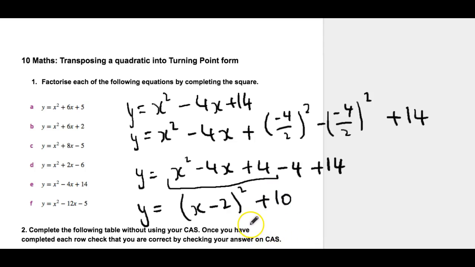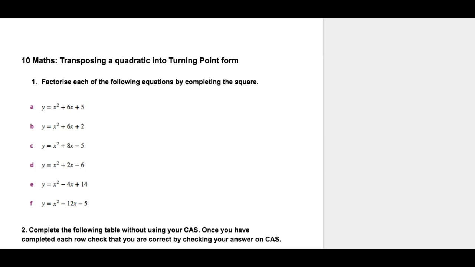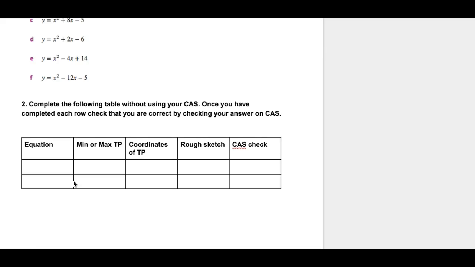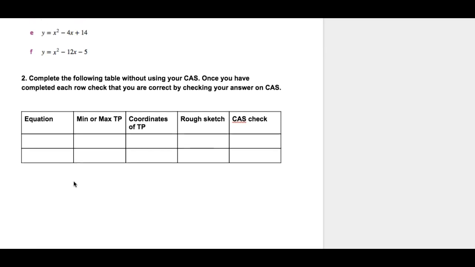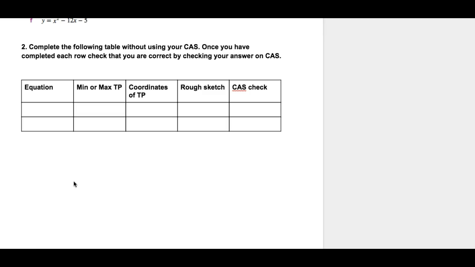Now this quadratic, I can see that the turning point is at (2, 10). I also know it's a positive parabola that's been shifted up 10, so it doesn't have any x-intercept. So I can't actually factorize this any further using the difference of perfect squares. So remember, you have to have a minus in here to be able to factorize it any further. So we've completed the square and we can't actually factorize it any further. All right, I'm not going to bother doing question F. And I'll show you in a sec how you can do all that on your calculator so you can check your answers. Now, question 2, complete the following table without using your CAS.